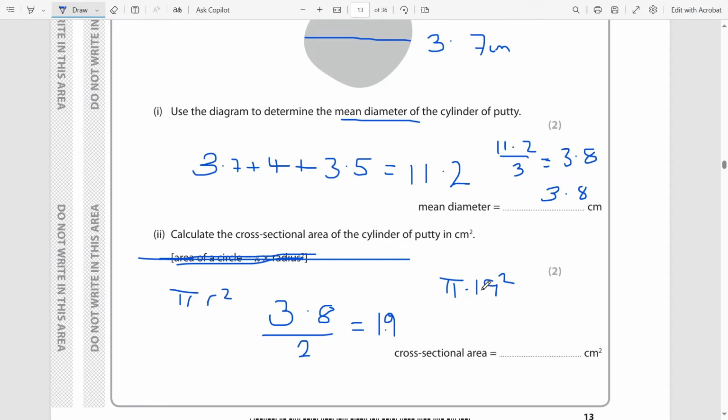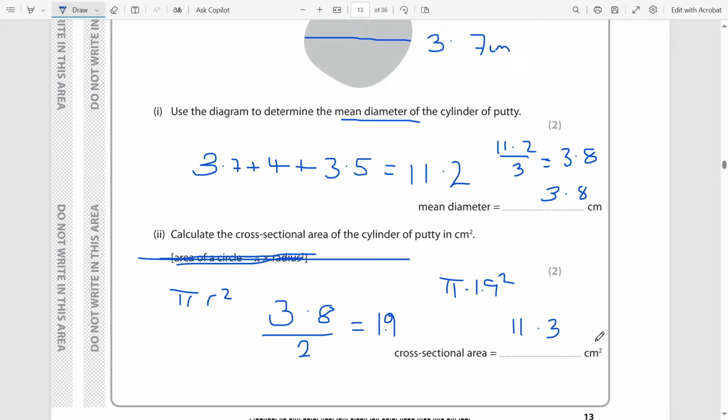0.9, my mistake, guys. I put 19 because I was thinking of 38 divided by 2. Oops. No, that's definitely not 19. Anyways, there we go. The answer should be 11.3.